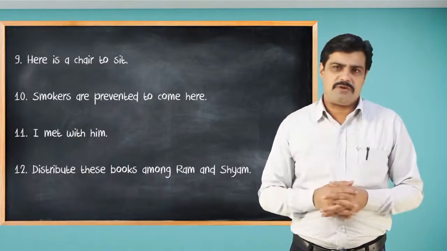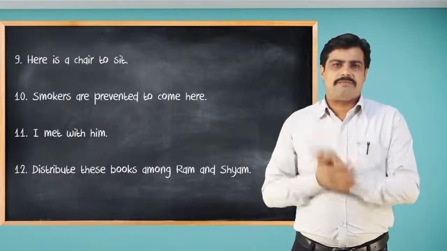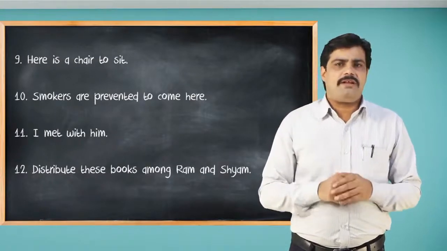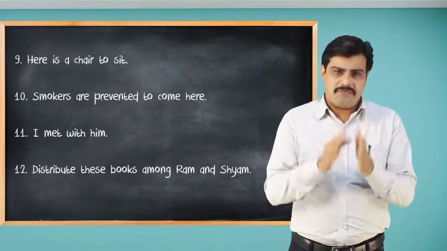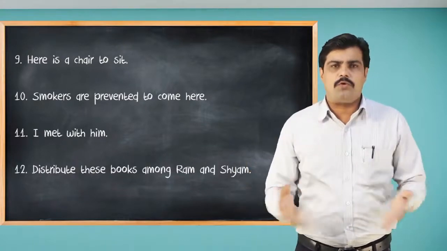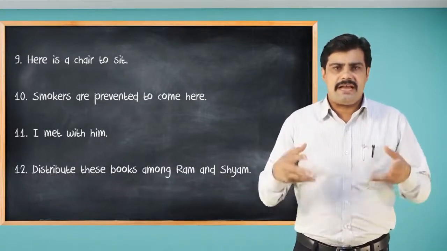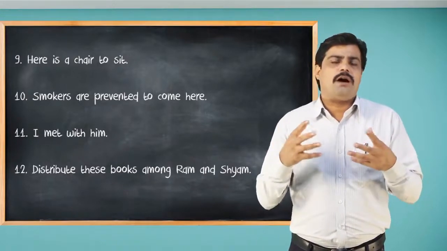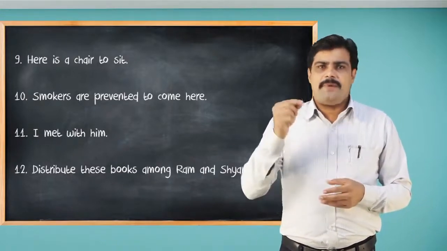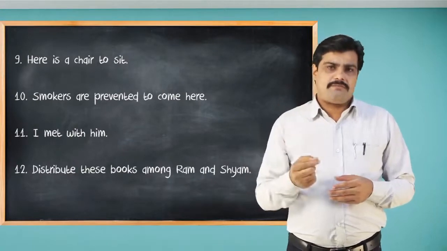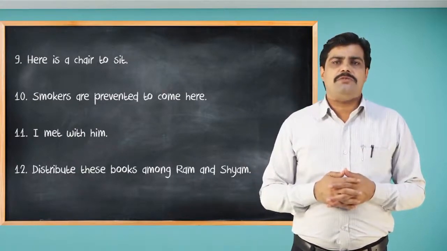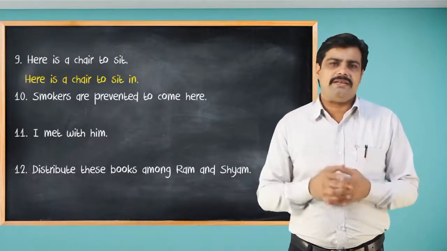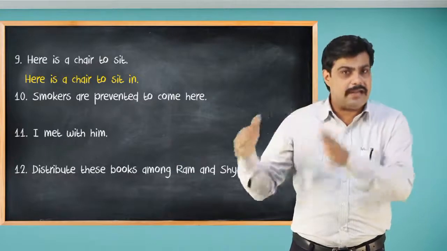Let's take the first one. Here is a chair to sit. Add the preposition in after sit. In general, we use on for surfaces and in for enclosed areas, inside and outside. In and on both are right. It depends on the type of the chair. Mostly we use the preposition in for chair. So say the sentence, here is a chair to sit in.